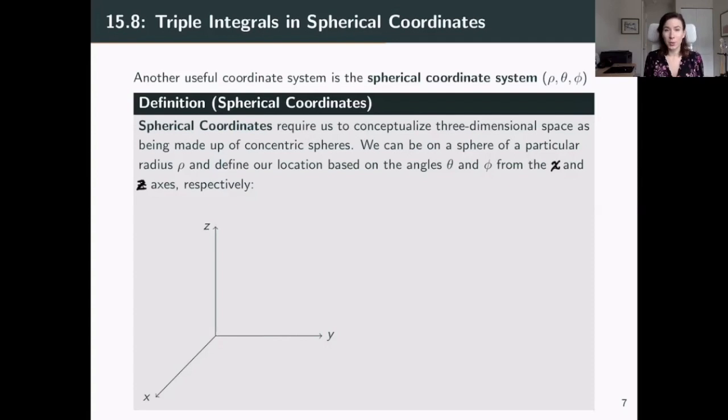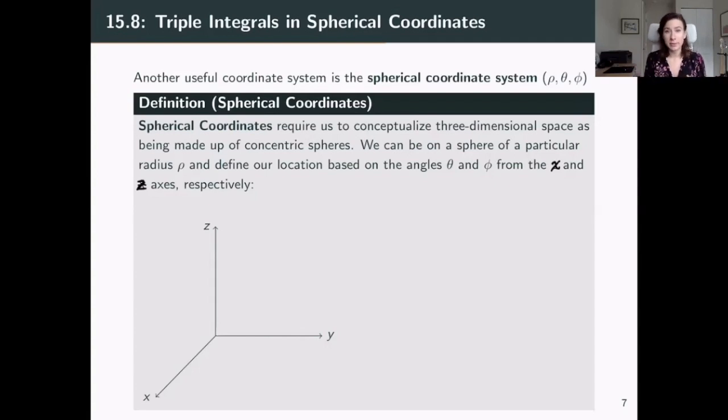For spherical coordinates, this is truly the generalization of polar coordinates to three-dimensional space. In polar coordinates, we were viewing the xy plane instead of as a grid, viewing it as a bunch of concentric circles. Our location in the plane was dependent on which circle we were on and where we are on the circle. So we had our radius r to represent which circle, and we had the angle theta to represent where we were on the circle.